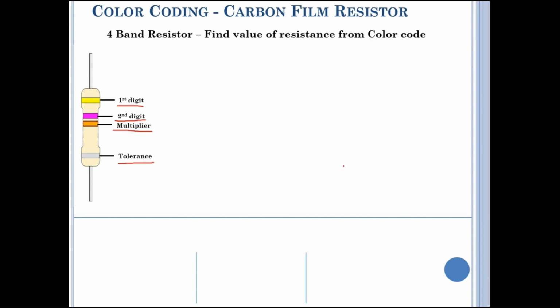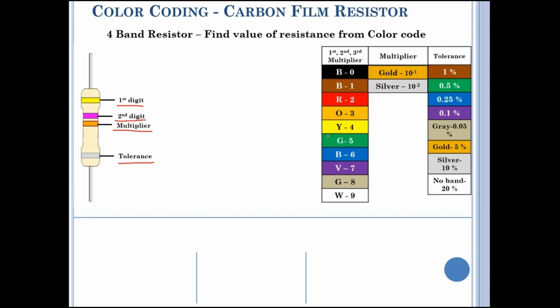So let us get it from our trick, that is B.B. Roy is a good boy and has very good wife, and just put the numbers 0, 1, 2, 3, 4, 5, 6, 7, 8, 9. Then the multipliers gold and silver, and the tolerance band values, commonly used: gold 5%, silver 10%, no band 20%. Let us try one.